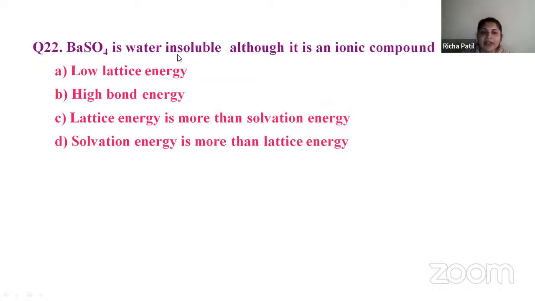Barium sulfate is water insoluble, although it is an ionic compound. What is the reason? The reason is C: lattice energy is more than solvation energy. So barium sulfate is water insoluble because, although it is ionic in nature, the lattice energy is more as compared to the solvation energy.